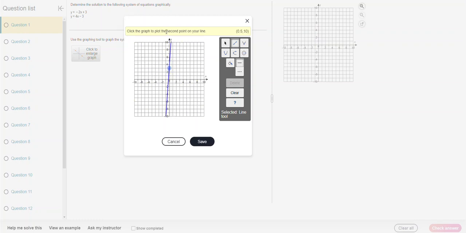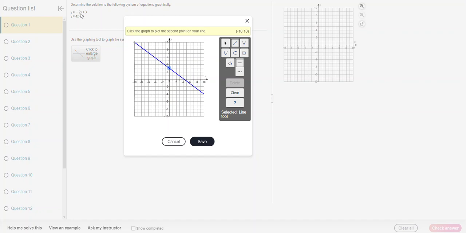So it tells you up here, notice where it says, click the graph to plot the second point. So I need to pick one more point for this line. So let's say x is 2. So remember, we can use any number for x, any real number for x, since the domain's all real numbers. So I can use any number for x. And always pick a nice number, like an integer. So decimals make things a little bit more difficult when graphing. So use integers to help you.